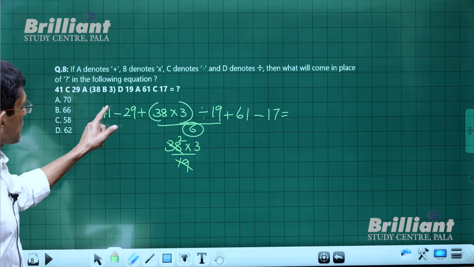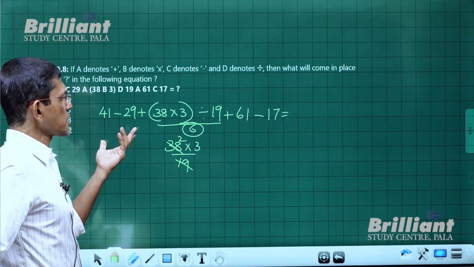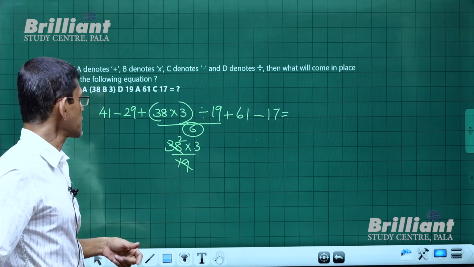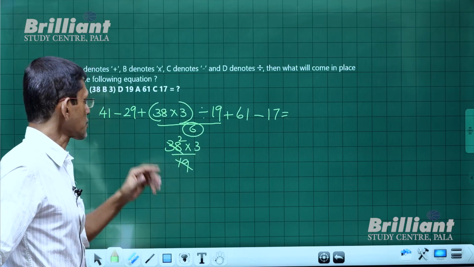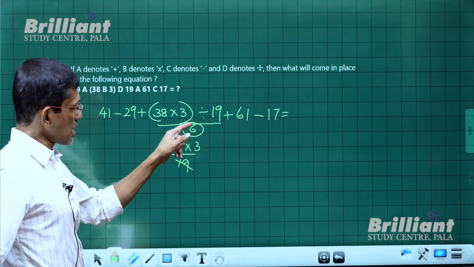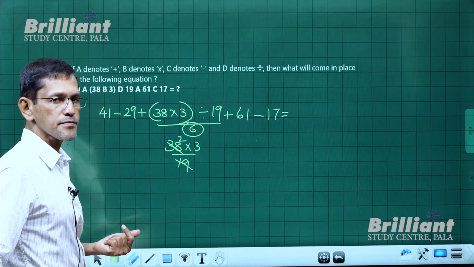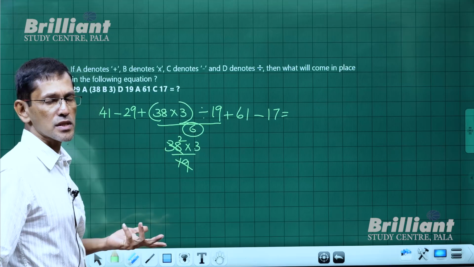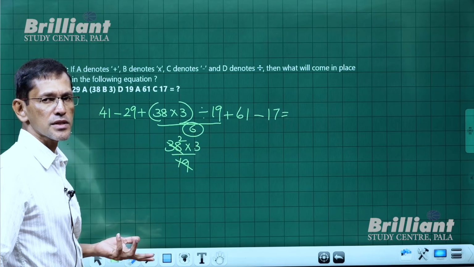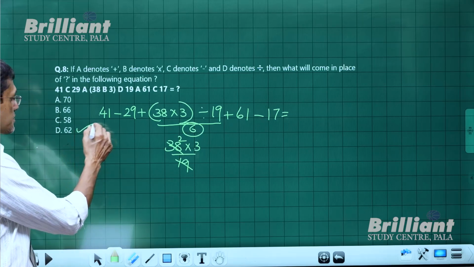And well, 41, 29, 61 and 17. So we can take it either way you want. Either 41 and 61, you can add it together, 102, then minus 29 and 17, so that 30 plus 16 is 46. So 102 plus 6 and minus 46. That's what it is. So you can take it as 108 minus 46. How much is that? 108 minus 6? 102. 102 minus 40? 62. Well, the answer right here, 62.